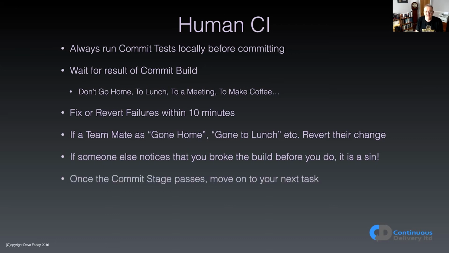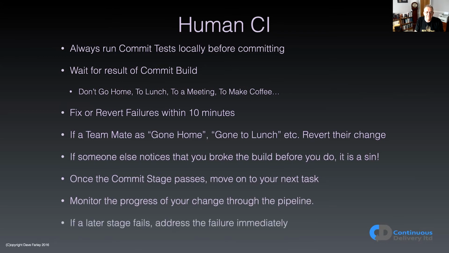Once the commit stage passes, you move on to your next task, but you keep an eye on the rest of the deployment pipeline to make sure that everything else is good, monitoring the progress of your change throughout the pipeline. And the rest of these rules apply: if a later stage in the pipeline fails with a failing test, then start the clock. You've got 10 minutes to fix something. If somebody else notices that you broke the build in a later stage before you do, it's a sin, and you have to follow the punishment, whatever that might be for the team.